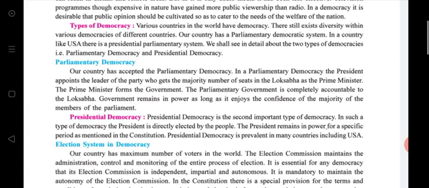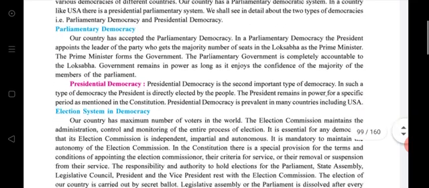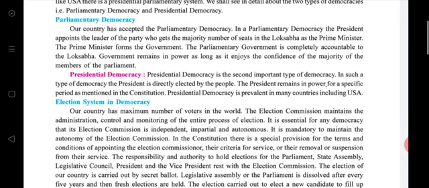So in our country, parliamentary democracy is accepted, and in this type of democracy, the president appoints the leader who gets the majority number of seats, and then the prime minister forms the government, and the government is completely accountable to our Lok Sabha. It has the power as long as it enjoys the confidence of the majority of members. Then presidential democracy. In our country, this type of democracy is not used. It's the second important type of democracy. In such a democracy, a president is directly elected by the people.